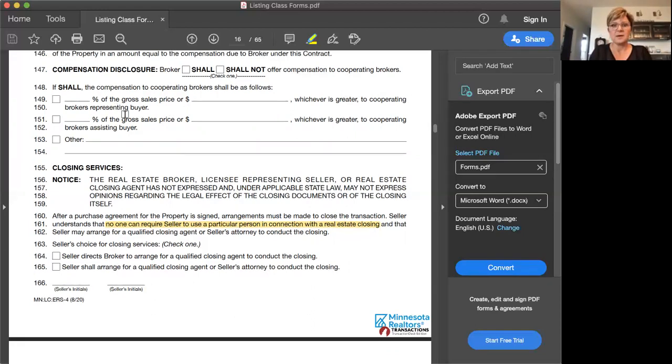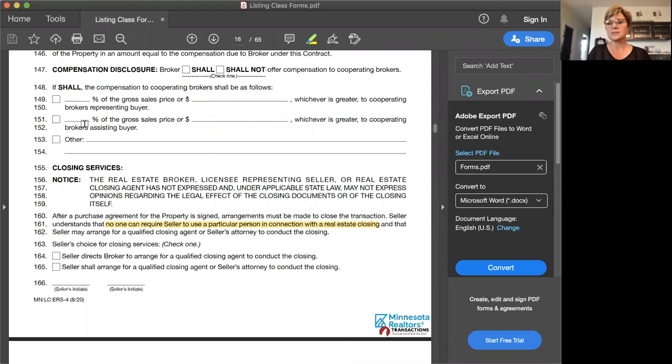Okay. Now I only pay out, and you guys can do whatever you want, but I only pay out 1% to a cooperating brokerage if they are only facilitating for a buyer, right? Because they're not fully representing them. They end up not really doing a whole lot of work and I end up doing more work. So I only pay 1% out. And so I would put that in on line 151. I would check that box as well. And I would put 1% of the gross sale price to cooperating brokers assisting the buyer, not representing the buyer.